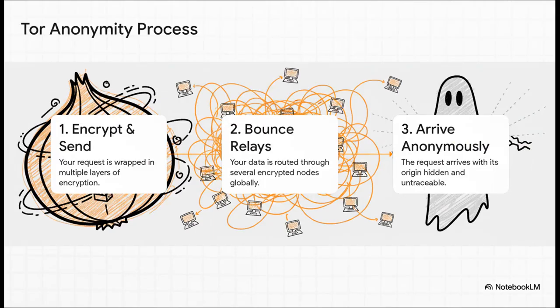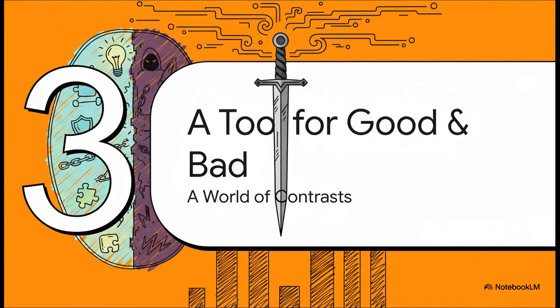And this is how it does that masking. The software is called Tor, which stands for the Onion Router, and for a very good reason. Your request gets wrapped up in all these layers of encryption, just like an onion. Then it gets bounced between a bunch of random computers all over the planet. By the time your request actually gets to the website, its original source is completely and totally untraceable. It's pretty brilliant. So what we have here is this incredible tool for total anonymity.